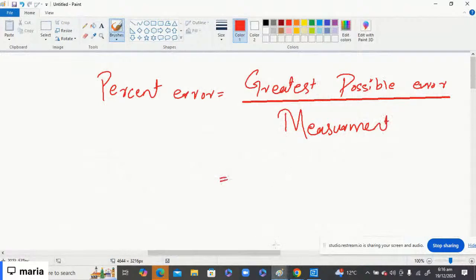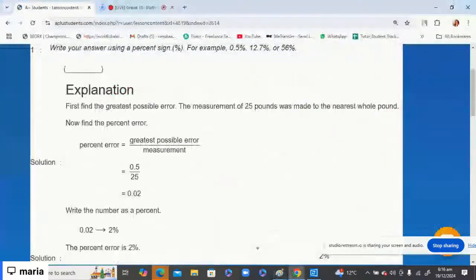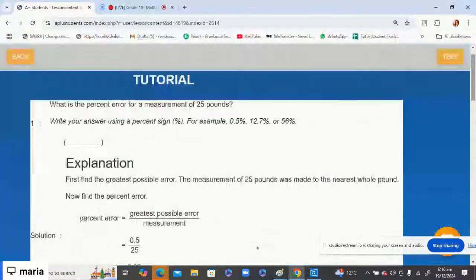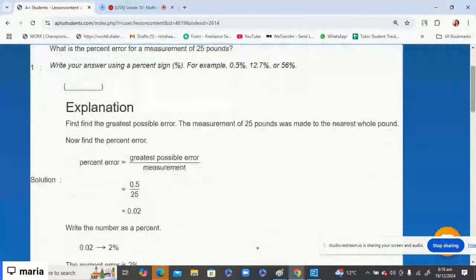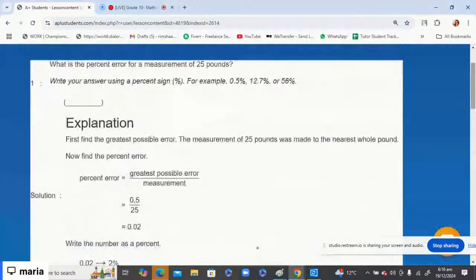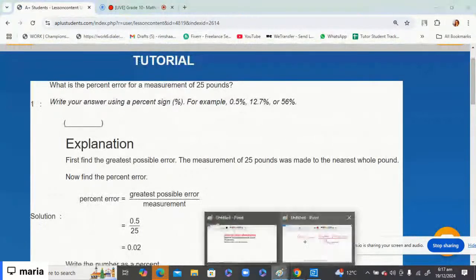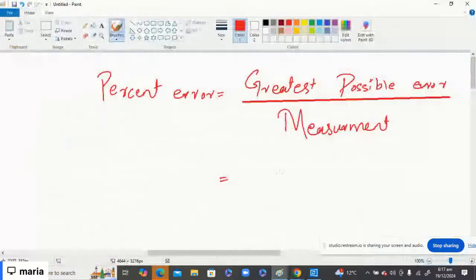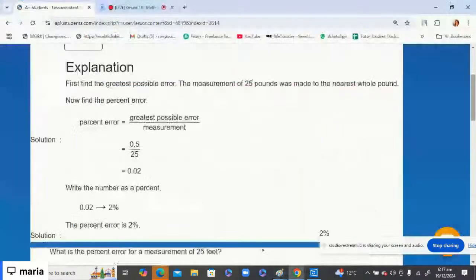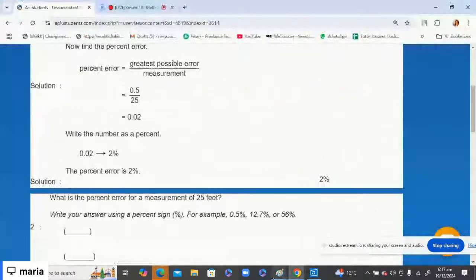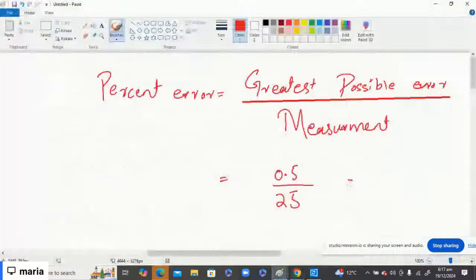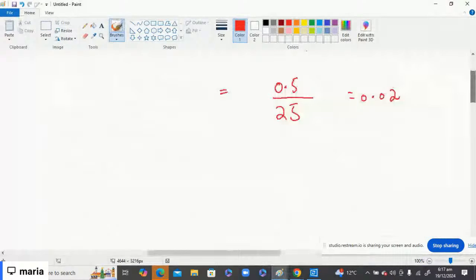So what is the greatest possible error? For example, in this question, what is the percent error for the measurement of 25 pounds? The greatest possible error is 0.5 over the 25. You divide, and this is 0.02. Now, how do we convert this answer into percent error?